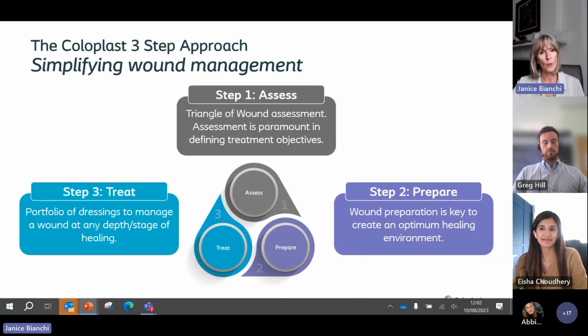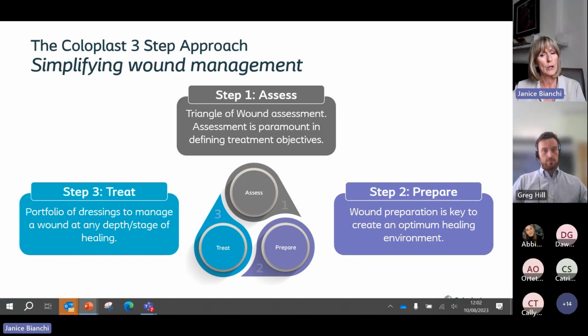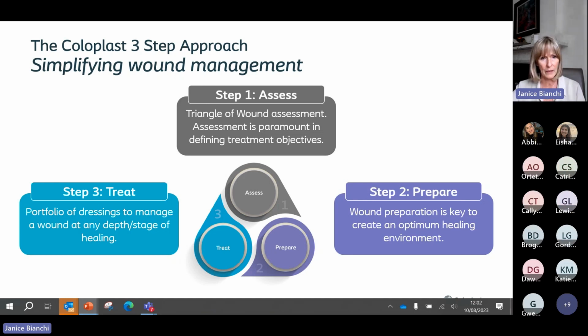So what we do know about wound management is it can be quite complex, and as a clinician too I recognise this, but what Coloplast decided to do was look at simplifying it. So they spoke to a lot of clinicians, tissue viability nurses and other nurses around the country and asked what would make it simpler, and they came up with this three-step approach, which is step 1, assess, step 2, prepare the wound, and step 3, treat. And that's what we're going to look at today in the context of the wounds that you might see.